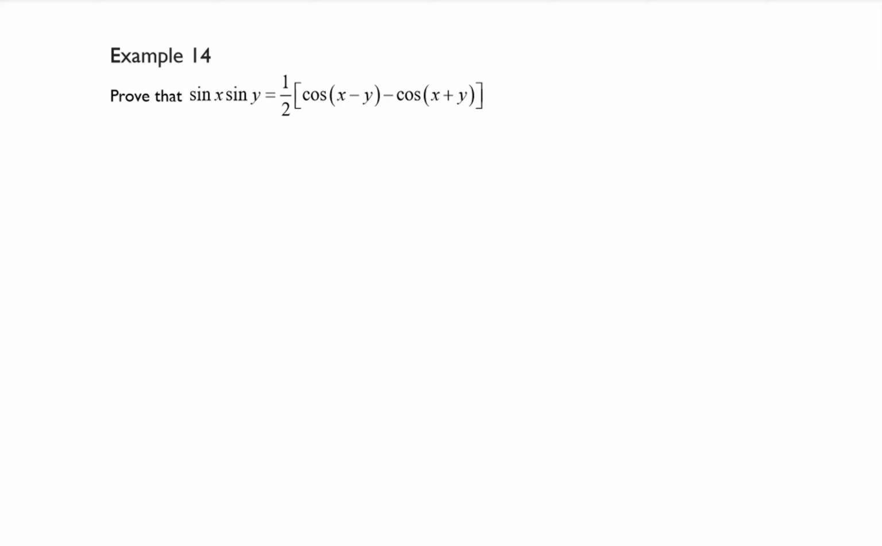Example 14 wants us to prove that sine of x times sine of y is equal to 1/2 times the quantity cosine of x minus y minus cosine of x plus y. So I am going to start off with the right-hand side. And we need to use the sum and difference identities for cosine.